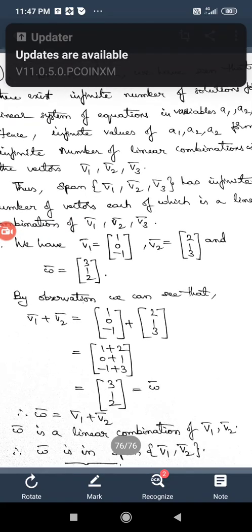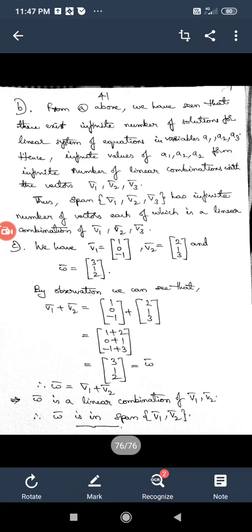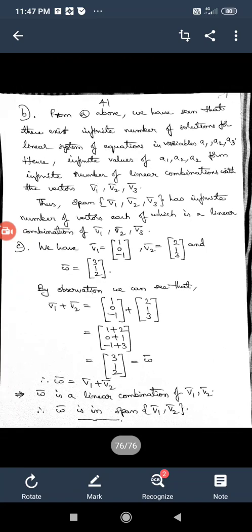Therefore W bar is equal to v1 bar plus v2 bar. That means W bar is a linear combination of v1 bar, v2 bar. Therefore W bar is in the span of v1 bar comma v2 bar. That means W bar can be written as a linear combination of only two vectors, v1 bar and v2 bar also, and that is how W bar is in span v1 bar comma v2 bar.